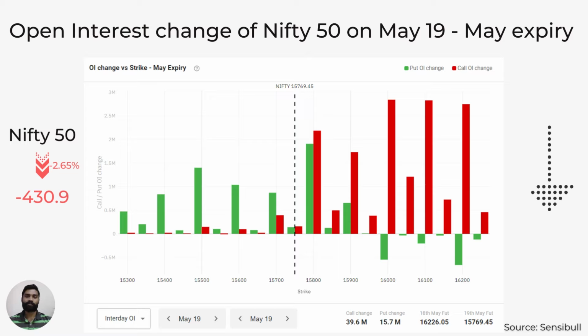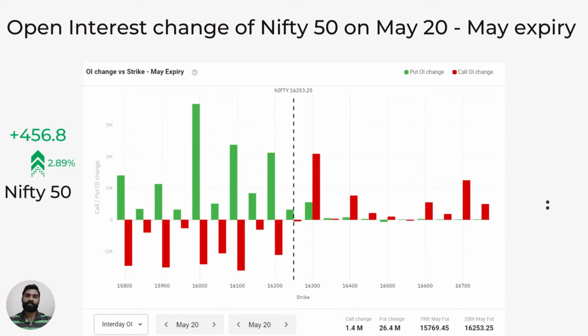So on this day, traders sold about 39.6 million calls as opposed to 15.7 million puts, meaning traders sold a whole lot of calls expecting the index not to rise and thus creating a stronger resistance, which indicates a bearish trend. And what happened the next day was a rebound. Nifty 50 recovered all its losses from the previous day and more, as it rose about 2.9%. Let's take a look at the option interest change on this day.